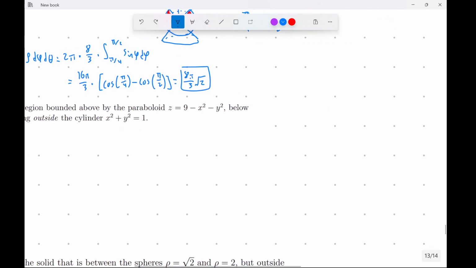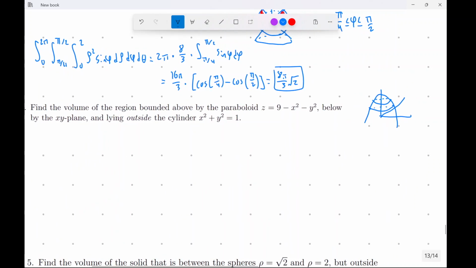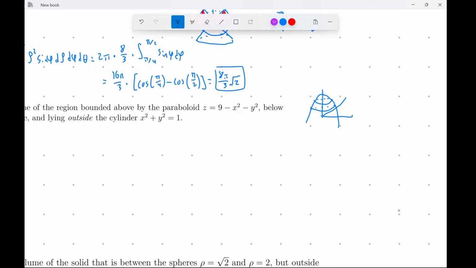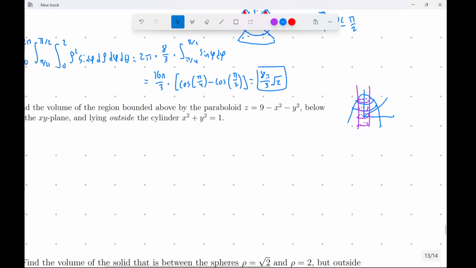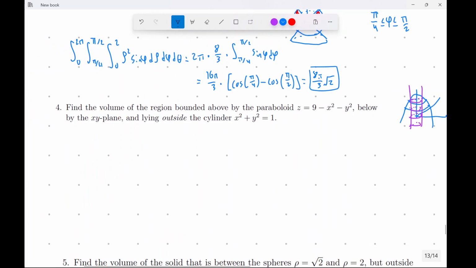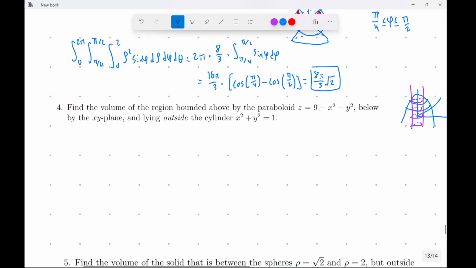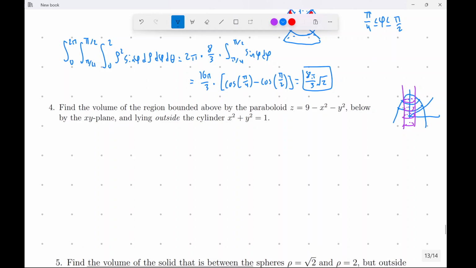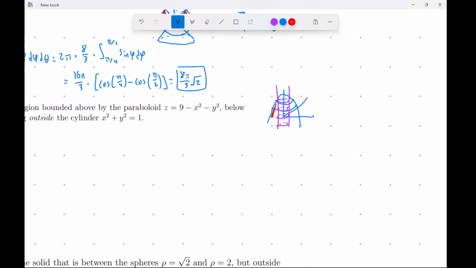Okay, so I'm going to sketch this again real quick. We have a paraboloid which goes downward. We have a cylinder, x squared plus y squared equals 1, so I'm going to draw that in, let's do purple. Okay, and then I think that's it. So we want the region that is bounded above by that paraboloid, below by the xy plane, outside the cylinder. So that is going to be these regions here. Okay.